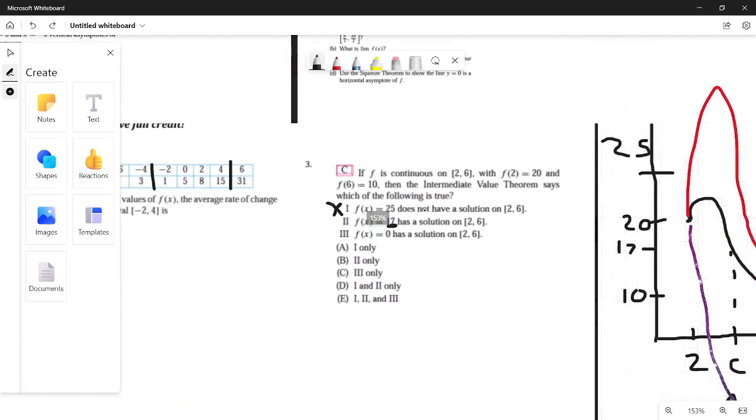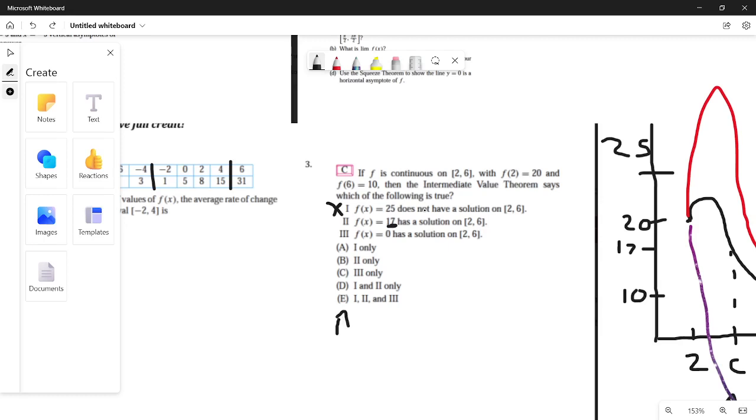Which of the following is true? 25 necessarily does not have a solution. Well, it can have a solution, so that means it's false. And 0, it's saying has a solution, but not necessarily. 0, it can have a solution, but not necessarily. And 17, it can have a solution. So that's why it's wrong.